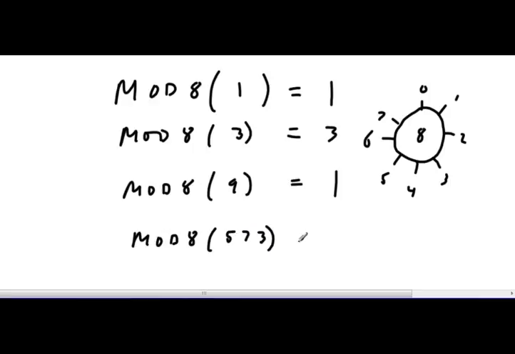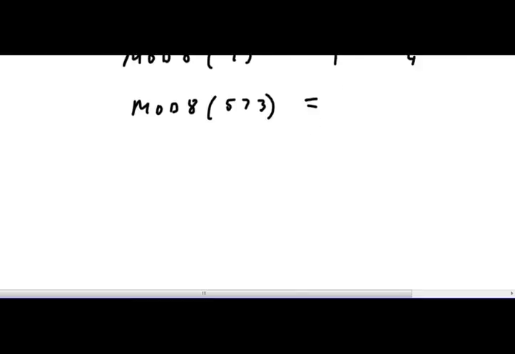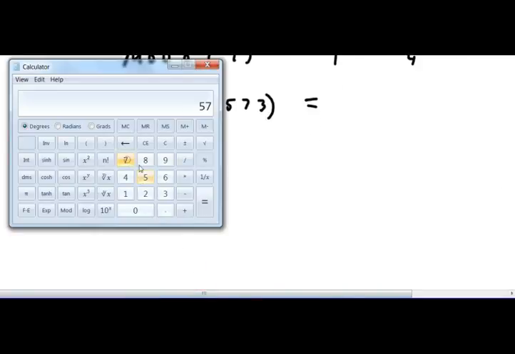So I got mod 8 of 573. And I have one choice. It's between 0 and 7. Okay, so whatever this number is, it has to be between 0 and 7. Okay, so there's my calculator. 573 divided by 8.